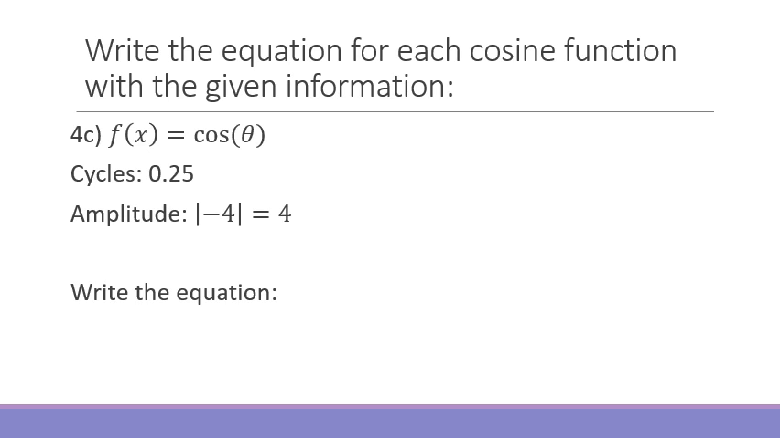All right, next one, when they put the absolute value for the amplitude, that's telling you that your a value is -4, but remember the amplitude is still +4 because amplitude is always the positive value. It's a distance. Okay?